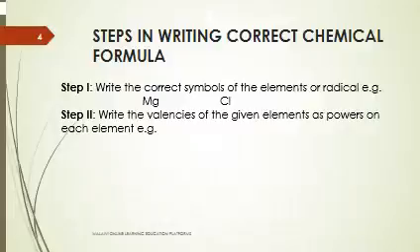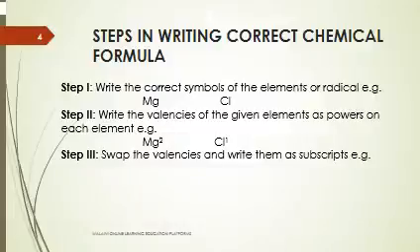Step number 2, write the valences of the given elements as powers on each element. So for example, with our correct symbols, we have magnesium and chlorine. You need to write the valence of each element as a power. For example, magnesium has a valence of 2 and chlorine has a valence of 1. So you write them on top of those chemical symbols.